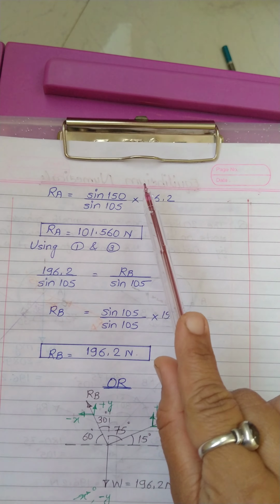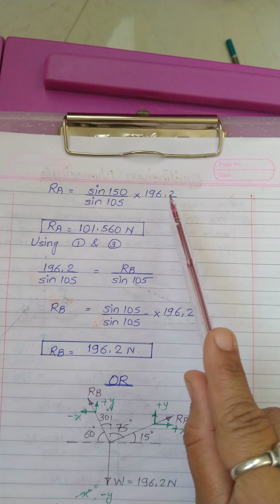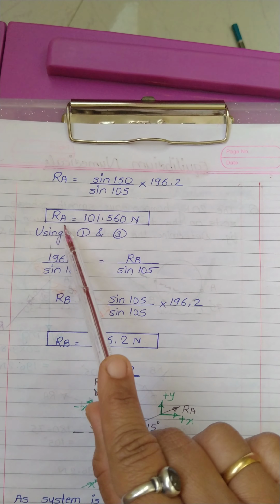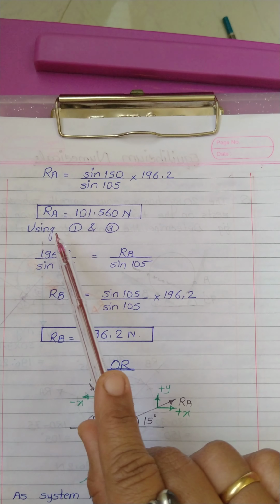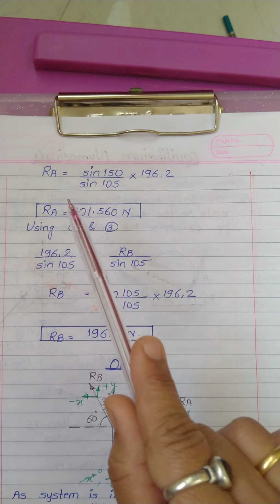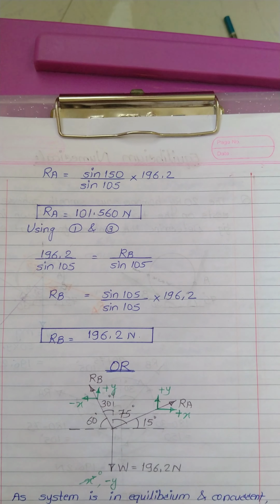Now RA will be sin 150 upon sin 105 into 196.2. So you will get RA as 101.56 Newton. Similarly, you can use first and third, or after getting RA, you can use second and third also.